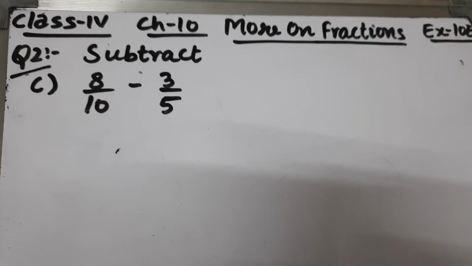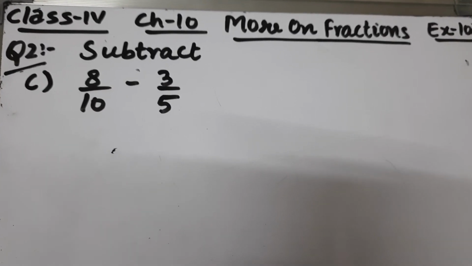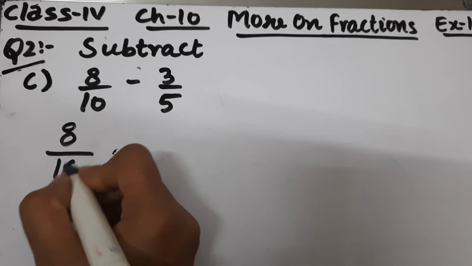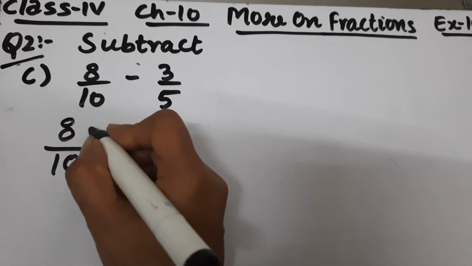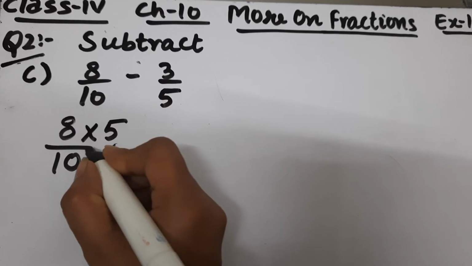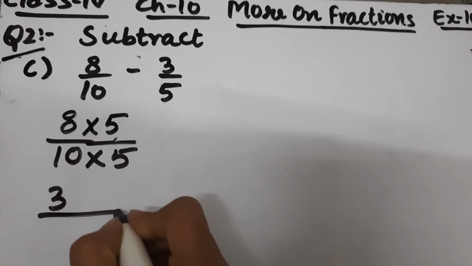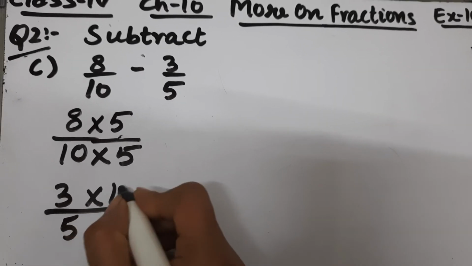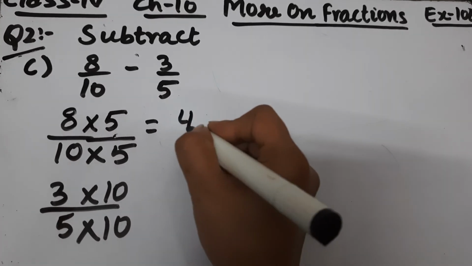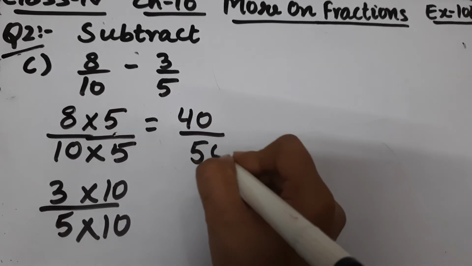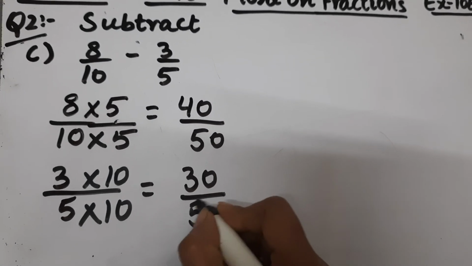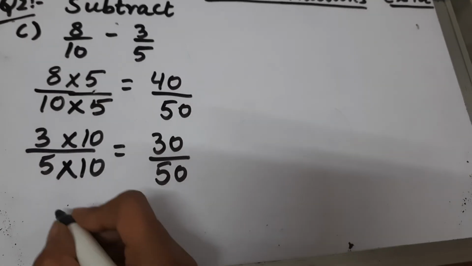C part is 8/10 minus 3/5. So multiply the numerator and denominator of the first fraction by the denominator of the second fraction, and the second fraction by the denominator of the first fraction. 8 fives are 40, 10 fives are 50, and 3 tens are 30, 5 tens are 50. Now subtract the fractions.